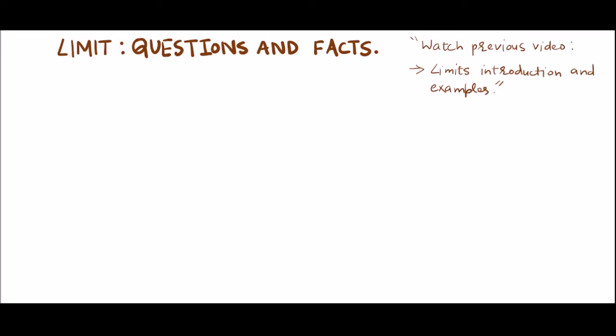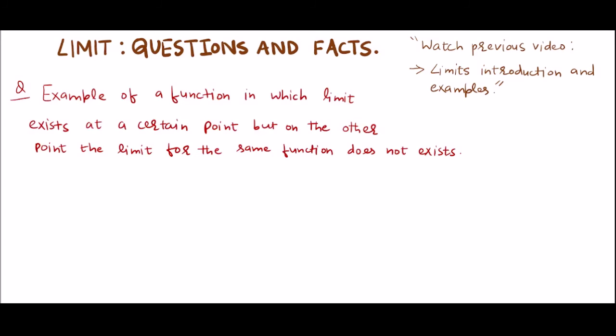Now let's move on to the next question, which is the example of a function in which limit exists at a certain point, but at another point the limit for the same function does not exist. Okay, so this is the question. You can take any example if you like. Here I am considering the limit x tends to a for the modulus x, and I will consider two cases. Case 1 as a equals 0 and case 2 as a equals 1. Fine.